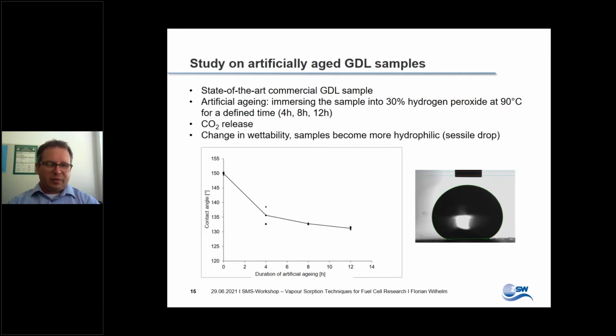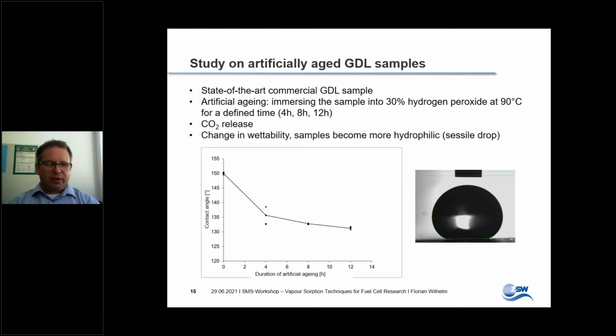And this is the substrate side of the GDL. We start with values which are quite common for such material, 150 degrees. And then the artificial aging shows a clear effect. After 4 hours, we're a little above 135, then going down even to 130 degrees as the lowest value for the contact angle. So there is a change in wettability. The samples become more hydrophilic.